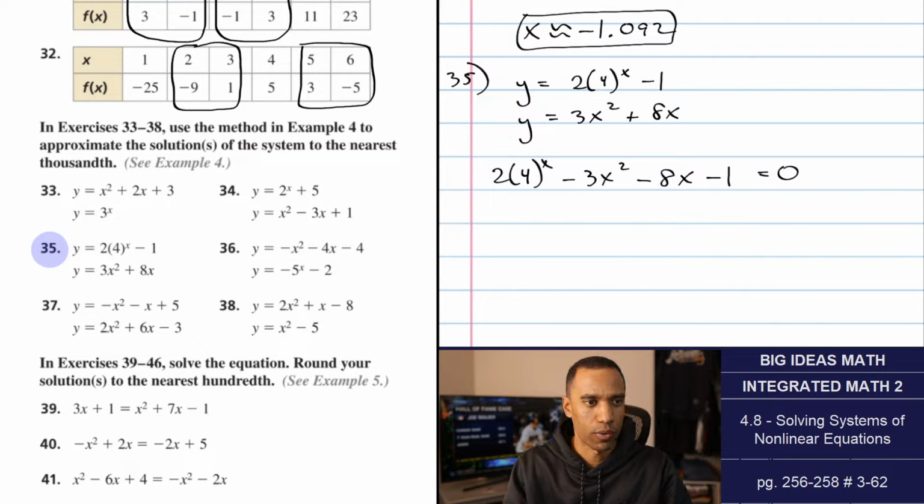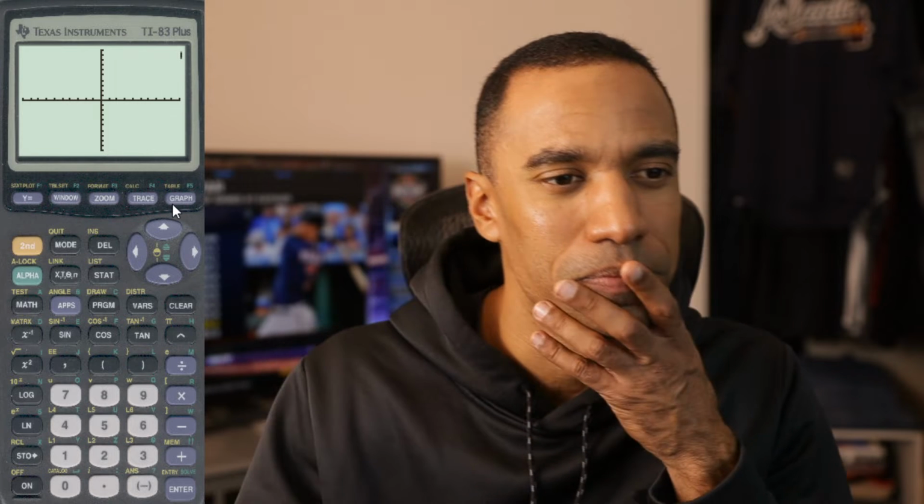So I'm going to go off that equation. Let's play with it. Guys, you've got to see this. 2 times 4, again, don't turn it into 8. 2 times 4 to the x power minus 3x squared, minus 8x. I'd rather graph normal graphs. Minus 1. Absolutely. Let's figure out what this graph looks like here.